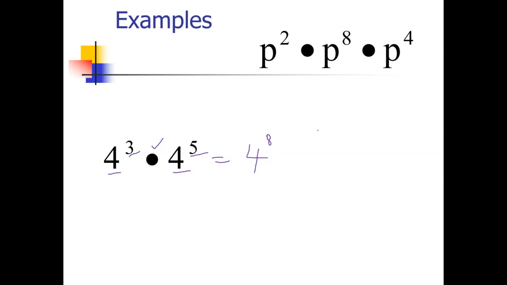So you can use this rule even for variables. Okay, so p here, and p. The base is the same. And you want to make sure that you're multiplying, which means I can use the product rule. So I write your base p one time, and now you will add the exponents. 2 plus 8 is 10. 10 plus 4 is 14. So your exponent is going to become 14. And this is your product rule.